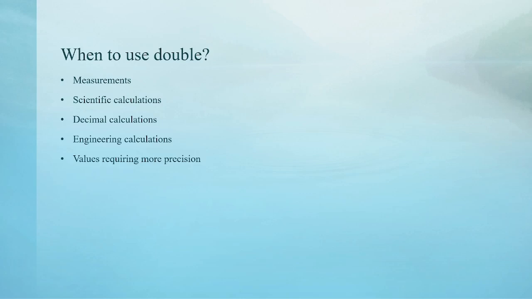Today we learned about the double data type. We understood its memory size, precision, range, why decimal values are treated as double by default, and the difference between float and double. Now we have completed the two floating point data types.